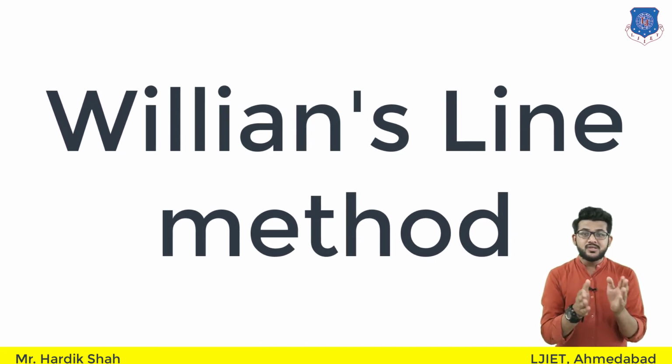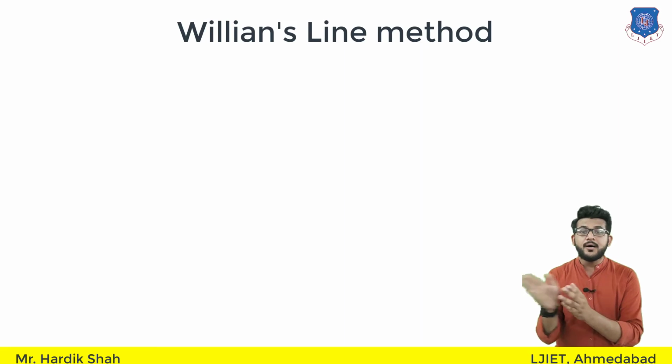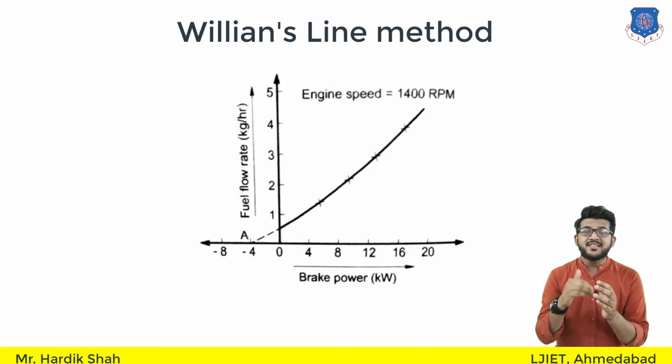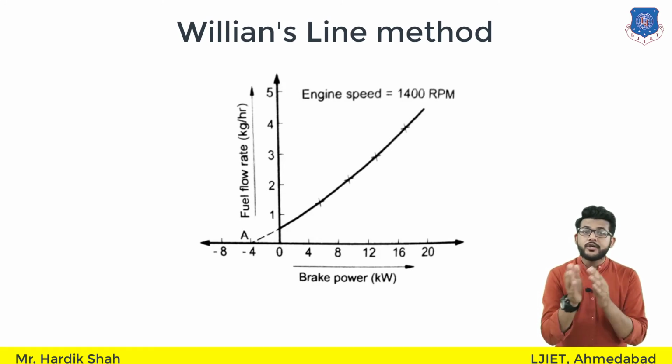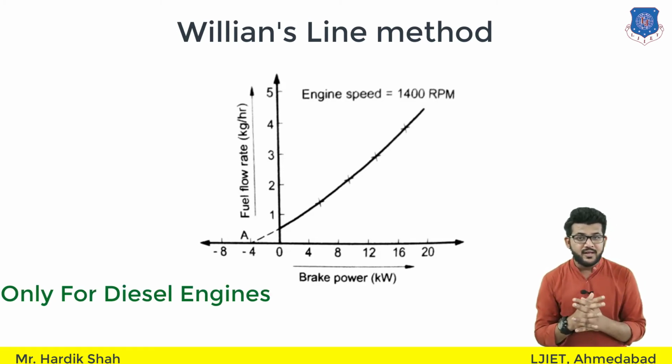Williams line method is used to find the frictional power of the engine. In Williams line method, we will plot the graph of specific fuel consumption over the torque. Here we will extrapolate the graph, which is partially a straight line, to zero specific fuel consumption, and note down the torque, which gives us the approximate value of frictional power. The figure you can see here will give you more clarity about the Williams line method.